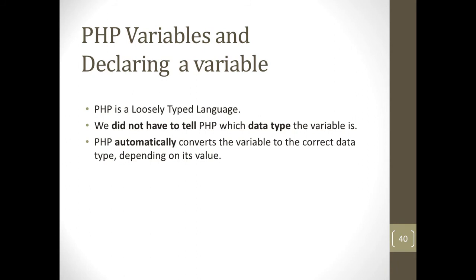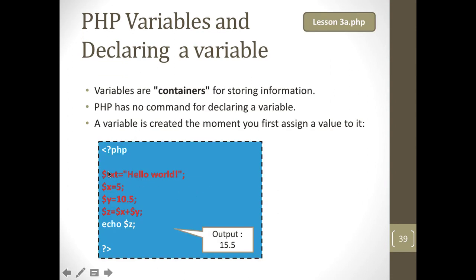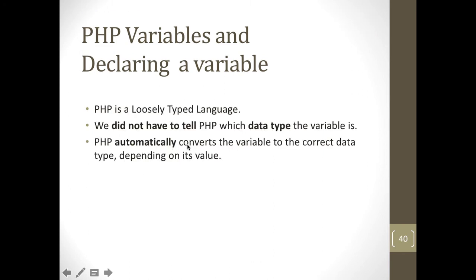We do not have to tell PHP what the data type is, because normally in PHP they will automatically declare the variables. Okay, they will convert. You see, PHP automatically converts the variable to the correct data type, depending on its value. That's why I mentioned here you don't have to mention text is a string value, but when you put it like this, PHP automatically detects that that one is a string value. All right, also logical values.